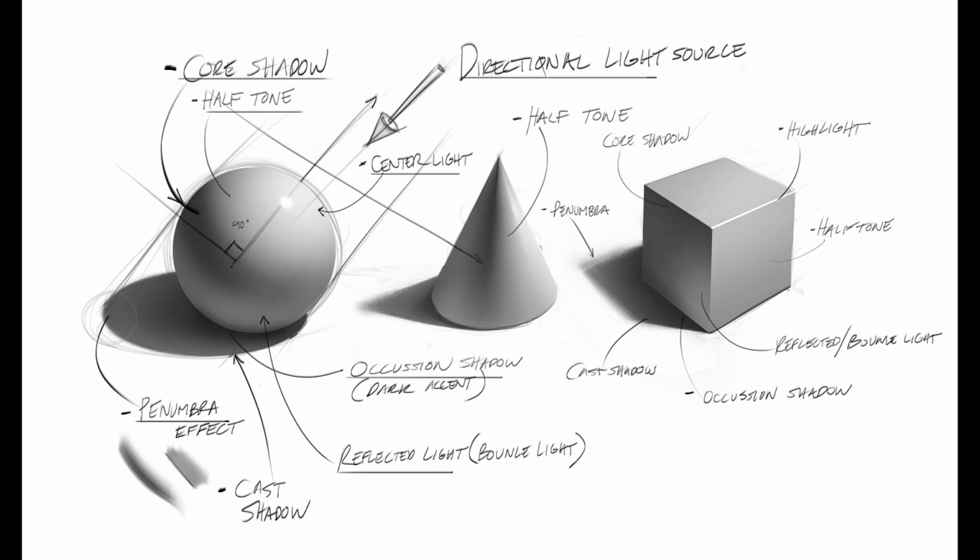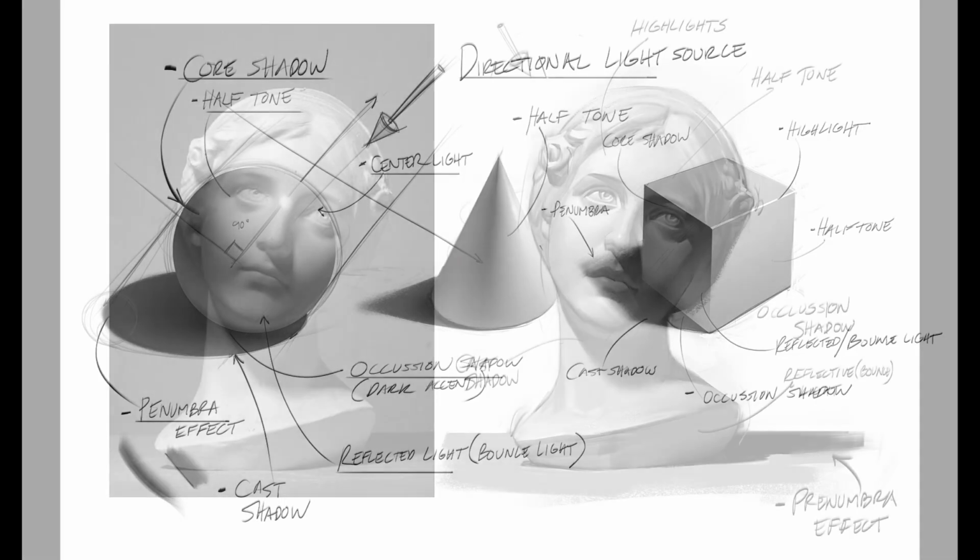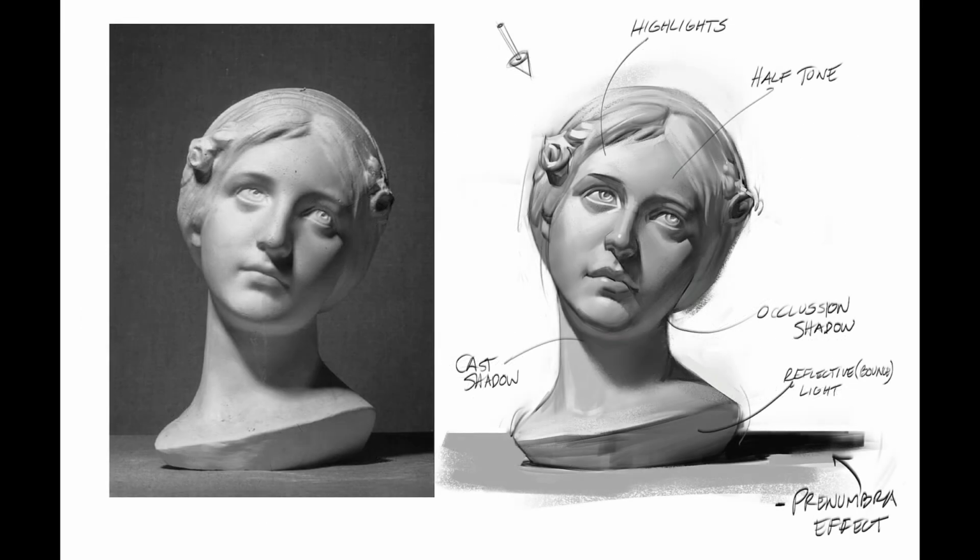I start off this tutorial with rendering three basic primitives: a sphere, a cone, and a cube. I feel this is one of the best approaches for learning the basic anatomy of lighting and the basic principles. We go over core shadows, directional light, halftones, dark accents, occlusion shadows, highlights, cast shadows, the penumbra effect, all of those things. And I do my best to streamline that information so it's hopefully easier to digest.